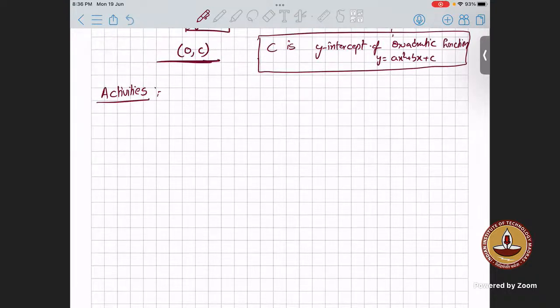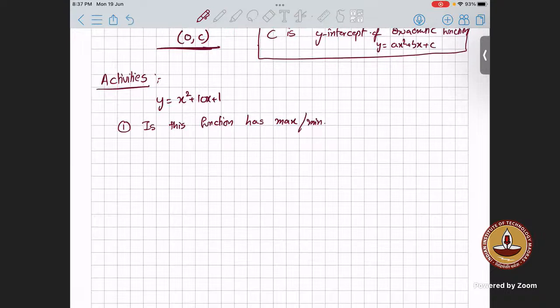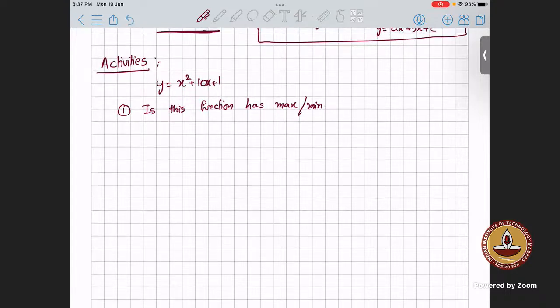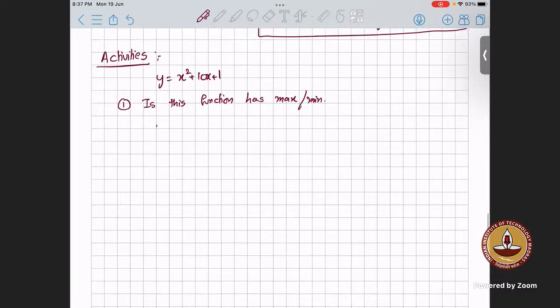Look, y equal to x square plus 10x plus 1. The question is: does this function have a maximum or minimum? Answer this question. It has a minimum value. Everyone agree with this? Yes, sir. It's minimum.